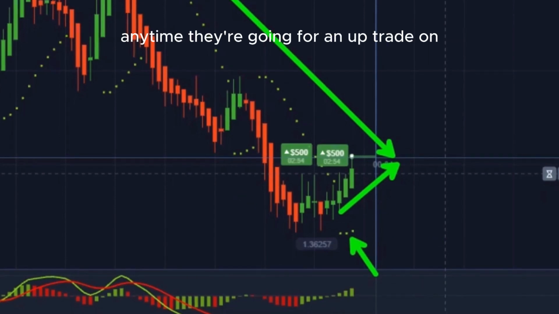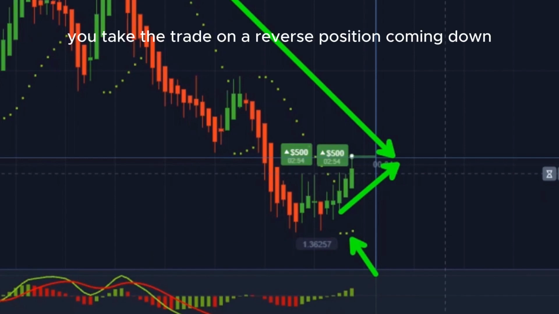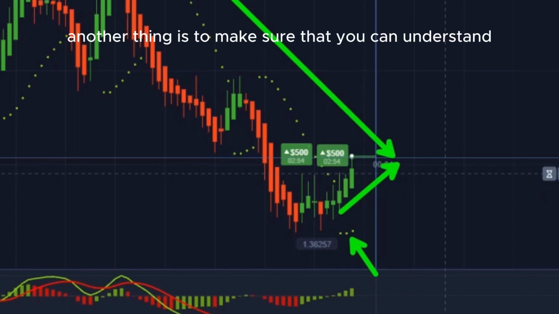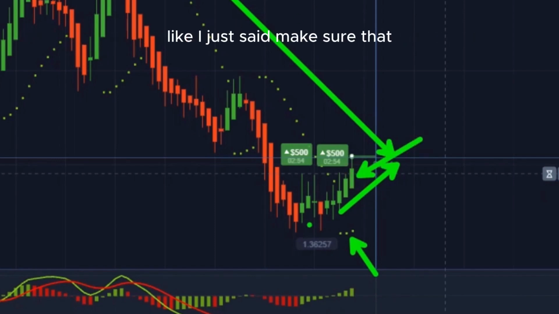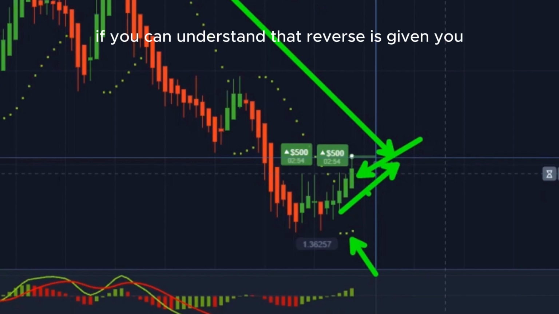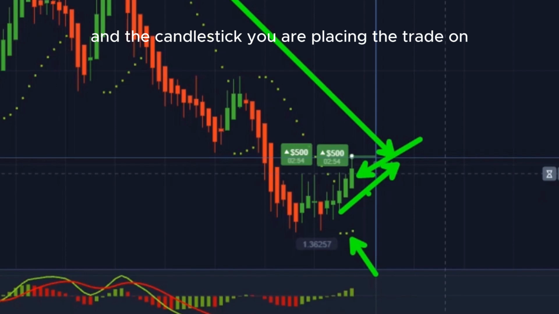Anytime you're going for an up trade, you take the trade on the reverse position after a very powerful downtrend. Anytime you're going for a down trade, you take the trade on a reverse position coming down after a very powerful uptrend. Another thing is to make sure that the candlestick you're placing your trade on is very strong. Like I just said, make sure that the few candlestick that reverse give you a strong confirmation of a trend before you place a trade, and the candlestick you're placing the trade on must be very strong, or else it's not valid.